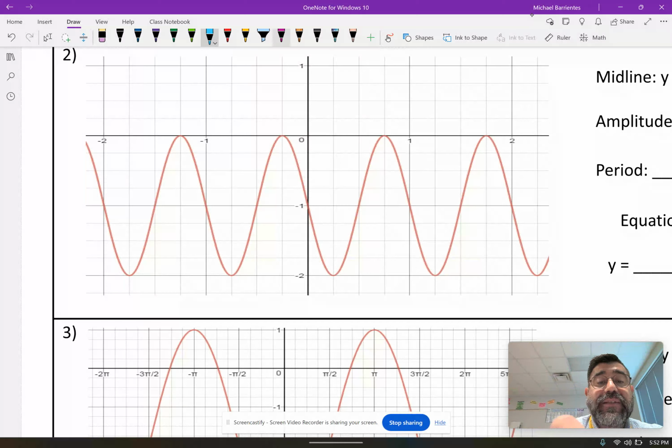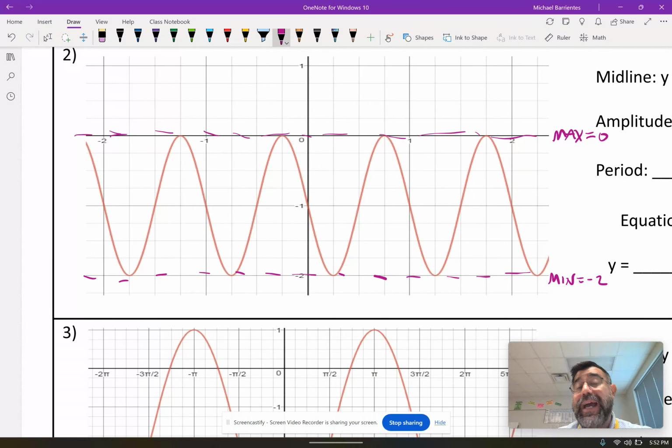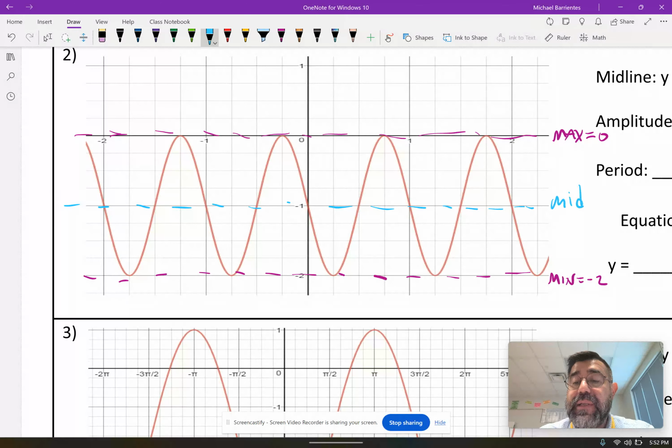So I can see the maximum is 0, and I can see the minimum is -2. So therefore, I could use that formula to figure out the halfway point, but in this case, I can see where the halfway point is. That would be the midline, right here, midline at y equals -1.